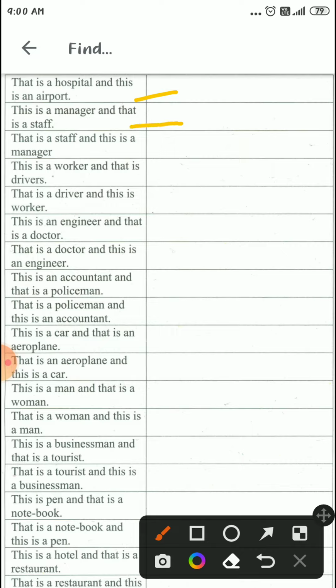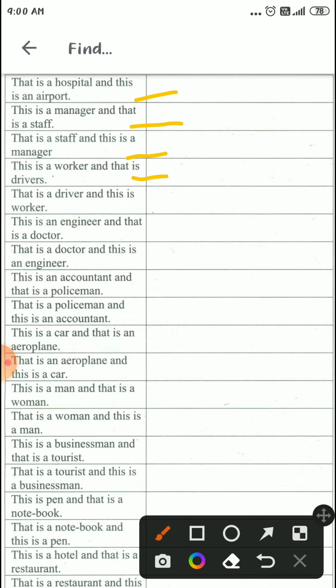This is a manager. هذا مدير. And that is a staff. وذلك موظف. That is a staff. ذلك موظف. And this is a manager. وهذا مدير.